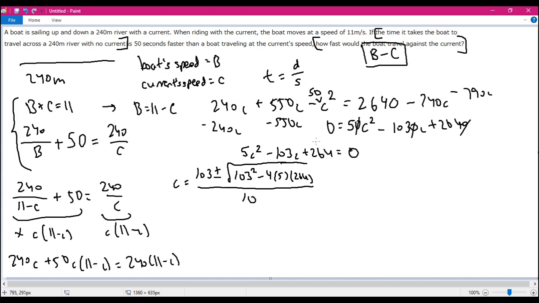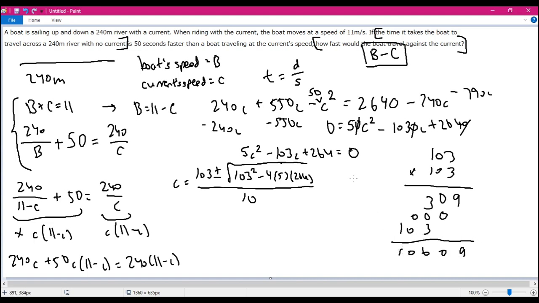This is incredibly messy, but let's go over some tricks real quick. So 103 times 103. 3 times 3 is 9. 3 times 0 is 0. 3 times 1 is 3. 0 times anything is 0, so this is just zeros. And then 1 times 103 will stay 103. We get 9, 0, 6, 0, 1.